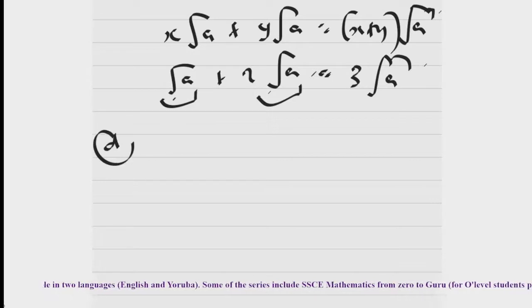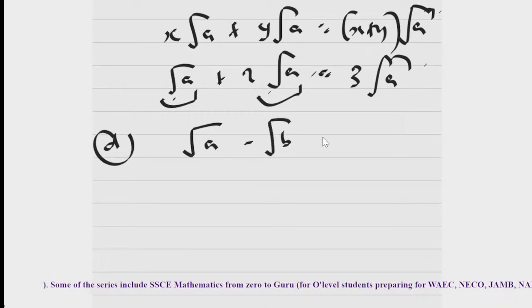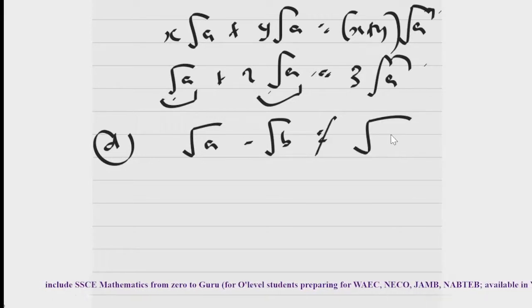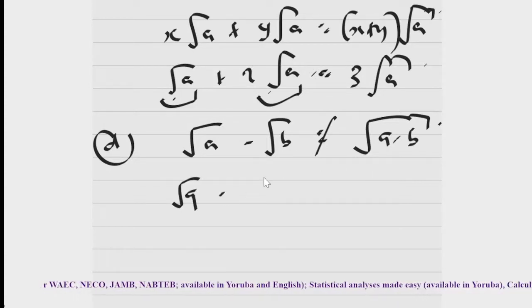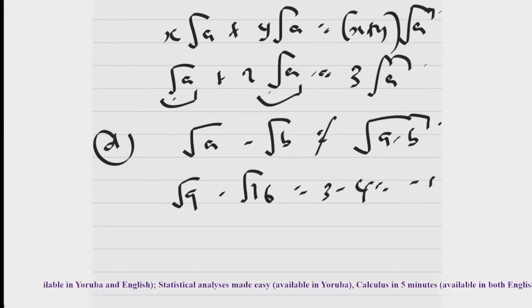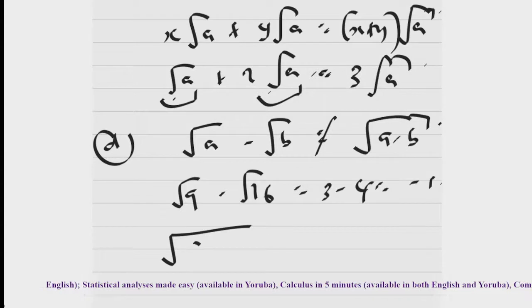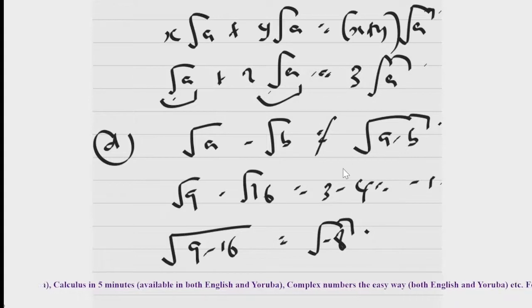You understand now? This is also applicable to subtraction as well. So you can say root a minus root b is not the same thing as root a minus b. For example, you cannot say root 9 minus root 16 is root 9 minus 16. Root 9 minus root 16 will give me 3 minus 4, which is minus 1. What if you have them together? That's 9 minus 16, which gives minus 7. So you can see they are not equal.